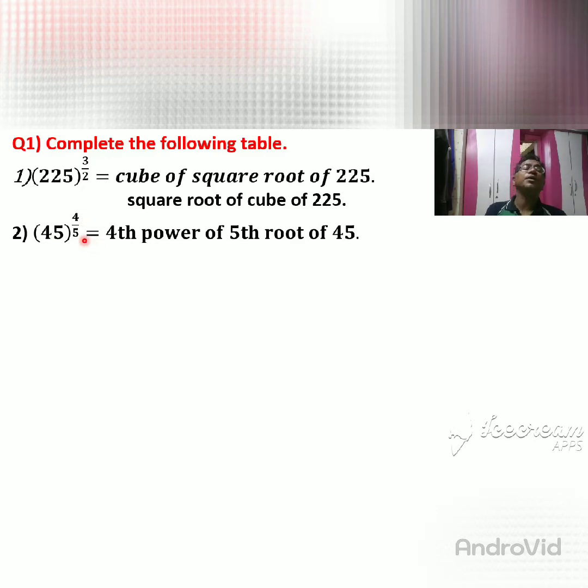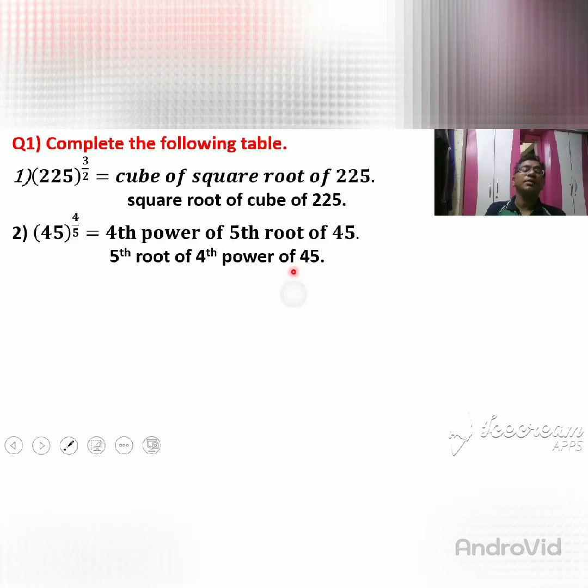Then we can read it from the roots. Fifth root of fourth power of 45. What is the root? Fifth. So fifth root of fourth power of 45. See, this is the 5, so it can be said fifth root. We can read from the root: fifth root of fourth power of 45. So here fourth power of fifth root can be read, and fifth root of fourth power of 45.